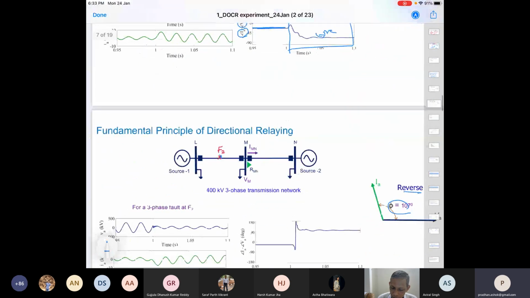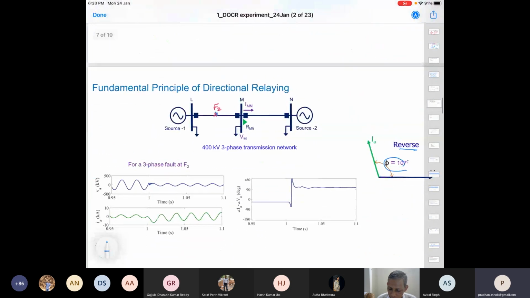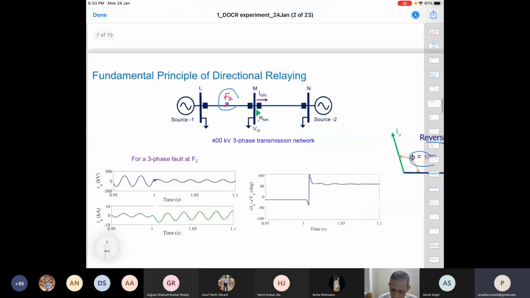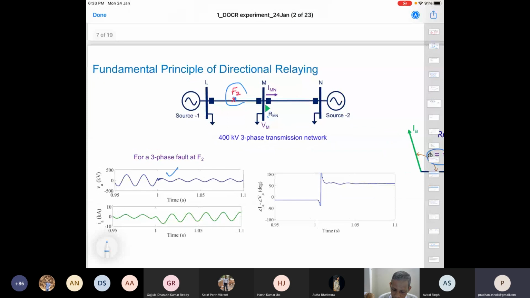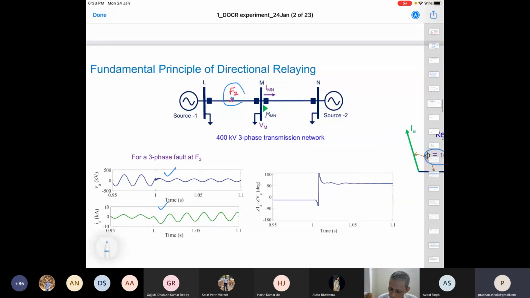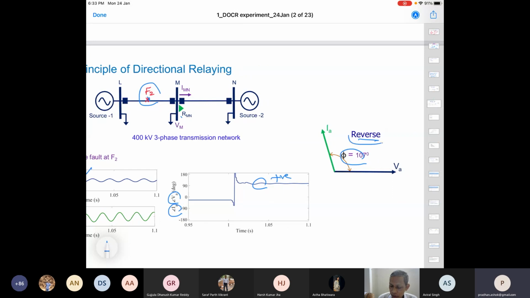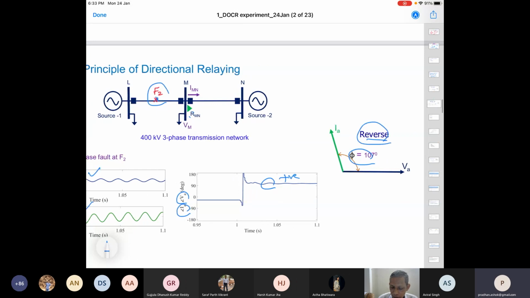Similarly, in the case of a reverse fault, this F2 is a reverse fault for this relay. For this case, we see that this is the voltage, this is the corresponding current, and the angle of current minus angle of voltage is a positive value. And we see here this positive value, so this is a case of reverse fault. For this relay, this fault is a reverse fault.